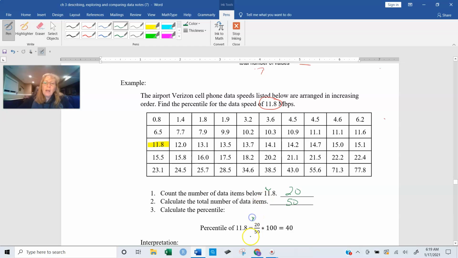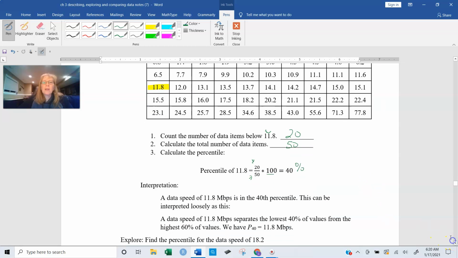So 11.8 is what percentile of my data? We take 20 divided by 50, which gives us 0.4. So you multiply it by 100. So we get the 40th percentile is what we get here. I should not have written it that way. It's just called 40th percentile, not 40th percent. My fault. All right. So that means I have 40% of the data below me and roughly 60% of the data above me.